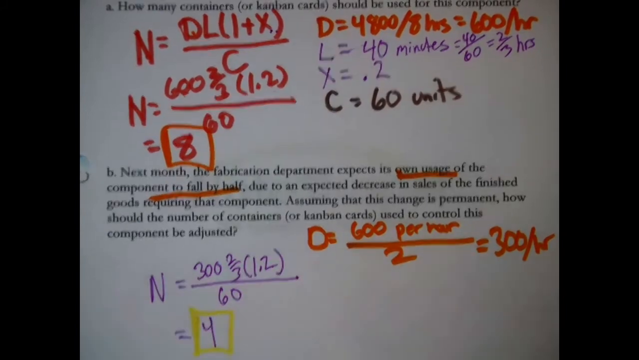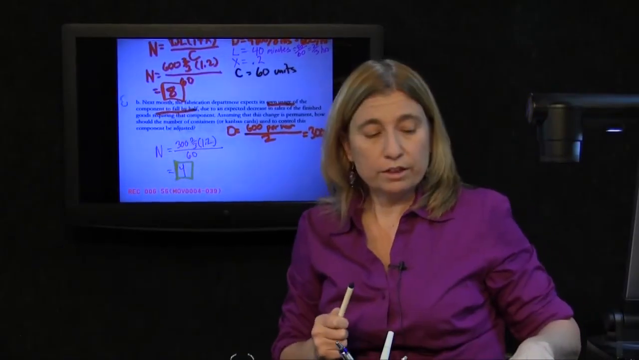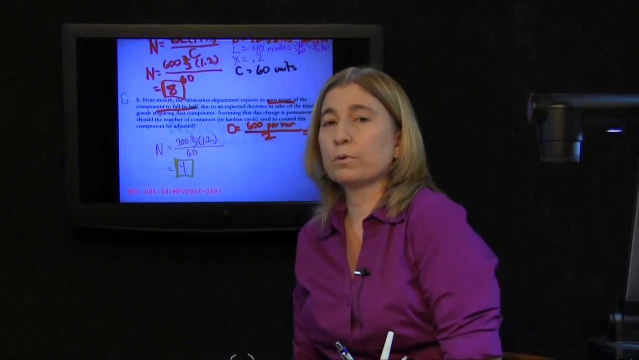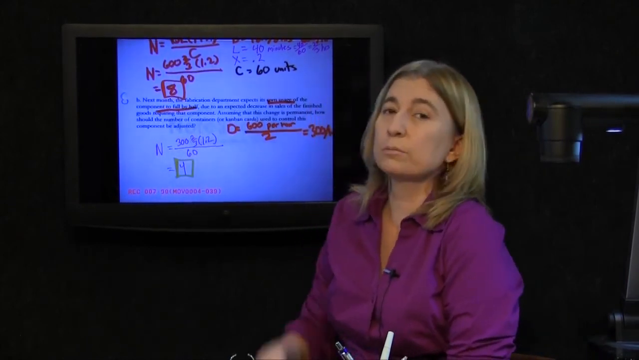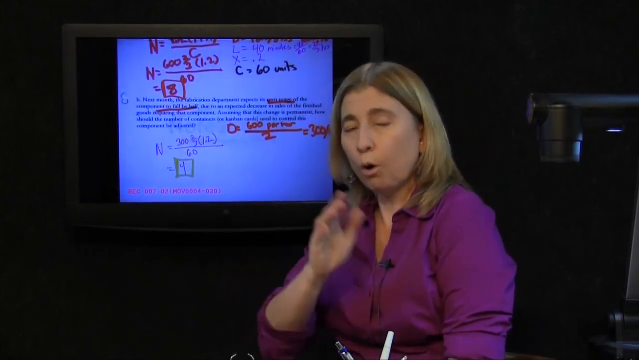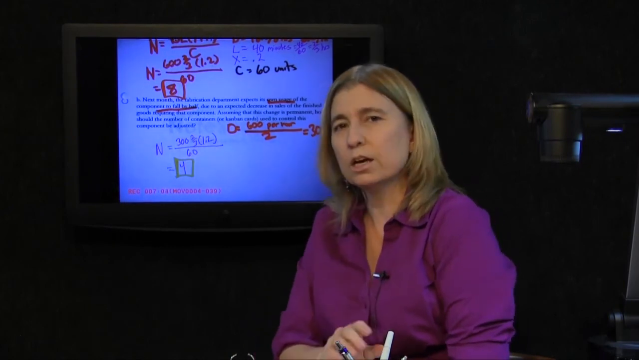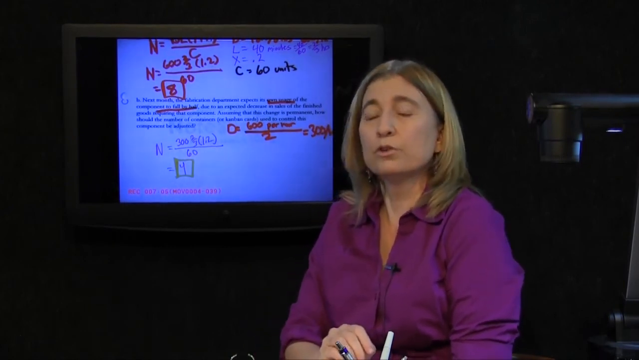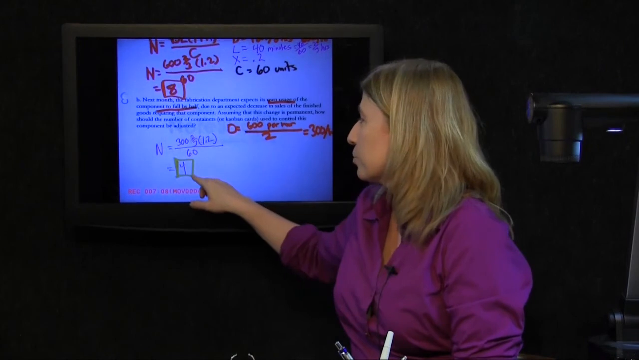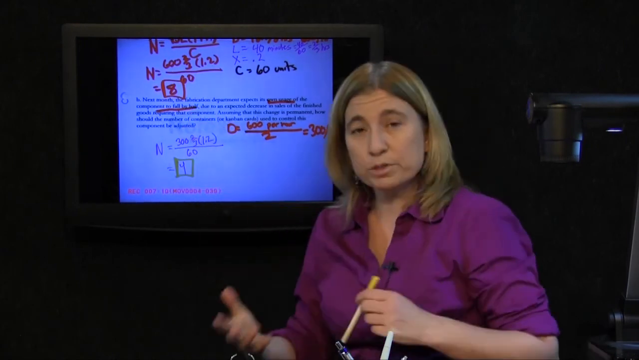Now that we've found out that the usage rate of the component will drop by half, our recommendation for the number of containers or cards that should be dedicated to the production of that component drops to 4. And interesting, notice that it drops by half.